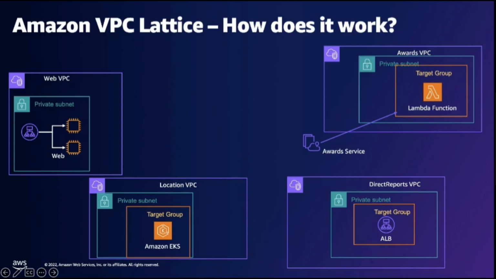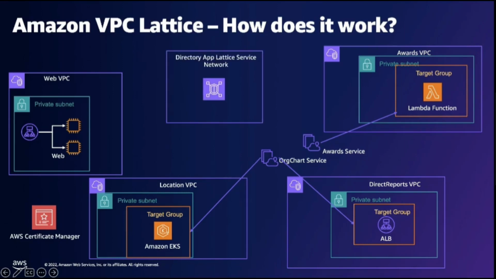So we're going to add the service for the awards VPC or microservice, and we're also going to add an org chart service for the two microservices, which are the location VPC and the direct reports VPC. And of course, those services communicate with the microservices using an AWS Certificate Manager certificate.